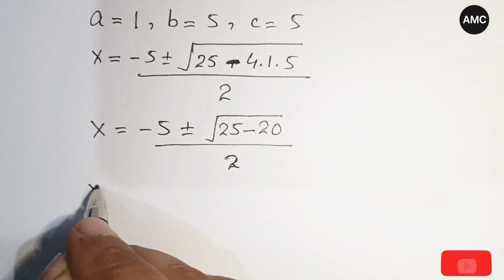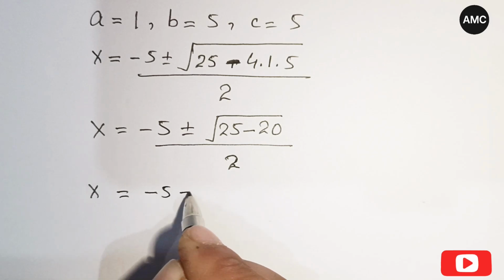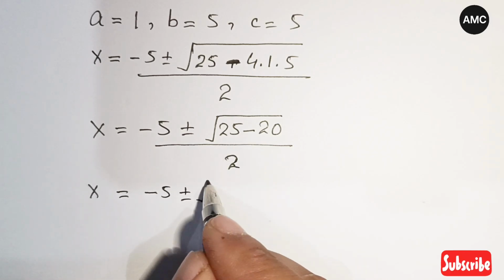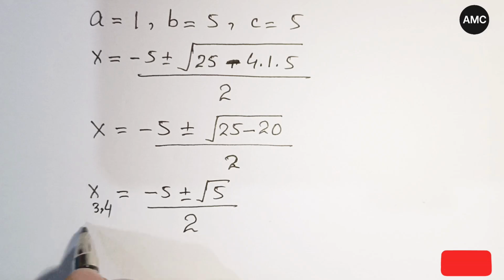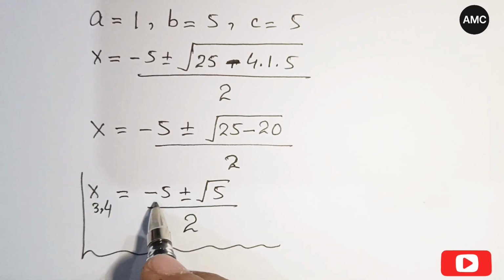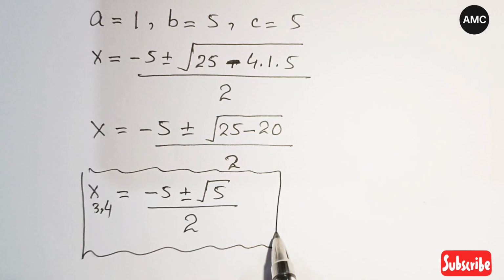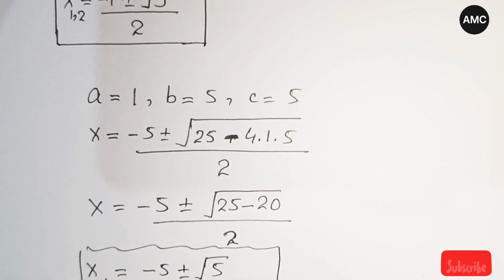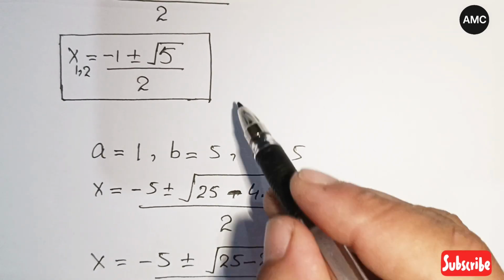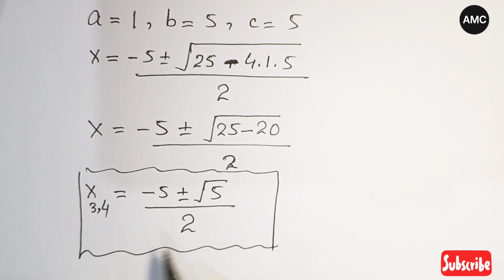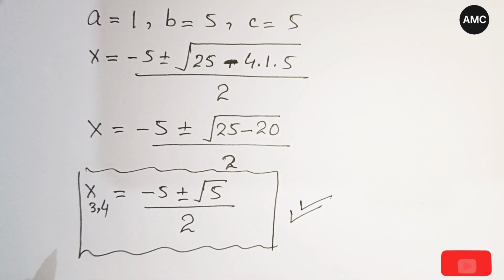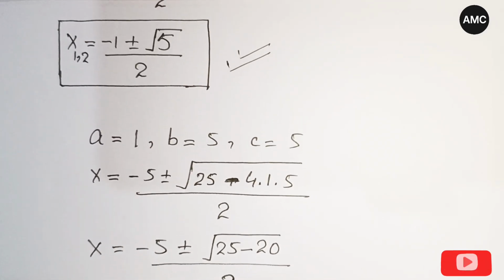Here we get x is equal to minus 5 plus minus the square root of 5 all over 2. So we get another two solutions of x, which are x3 and x4, equal to minus 5 plus minus square root of 5 all over 2. Hence we have found the four possible solutions of x. Here we get our first two solutions, and similarly it is our x3 and x4. So it was our entire solution.